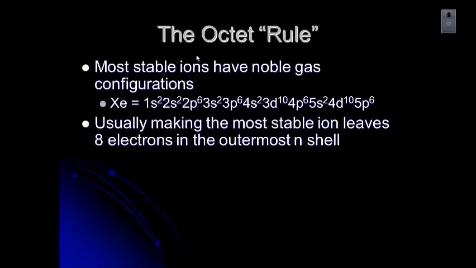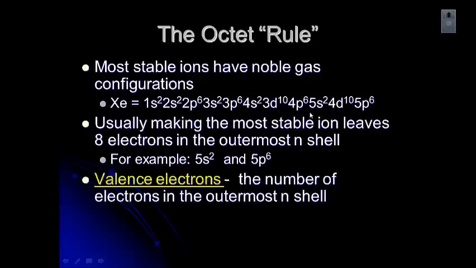Usually making that most stable ion leaves 8 electrons in the outermost shell. And so if you look in this example, the outermost shell is the one with the highest coefficient. And so the highest coefficient here is 5. If you add 5s and 5p, the 2 and the 6, that gives you 8. So those are the valence electrons, and you can look at any electron configuration and tell by looking at the subshells that have the highest energy level or coefficient, that those are the ones that are the valence electrons.